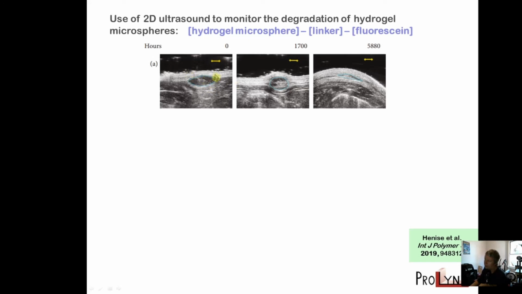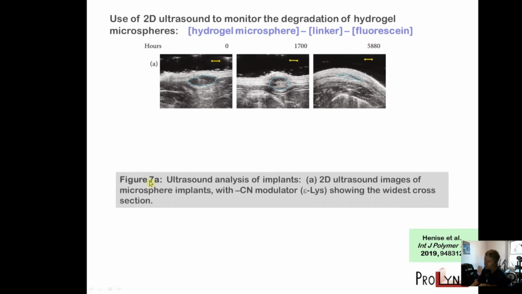and you can see it goes from being large at 0 hours, at 1700 hours it's still there, and at 5,880 hours it is gone. So that also supports this time-dependent degradation. Ultrasound analysis of implants is the figure legend. 2D ultrasound images, so it's a non-invasive technique that allows them to visualize this mass of material.